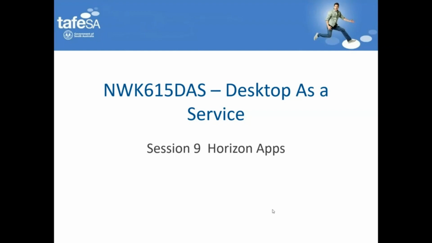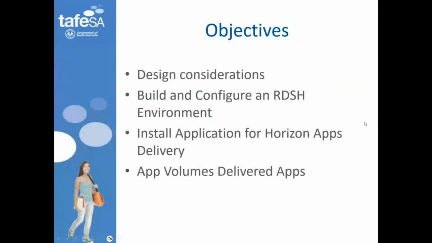All right, so today is a bit of a quick one. Like we said in the introduction right at the start, today we're going to look at how we can deliver apps to the user from a remote desktop service host or server farm, as Horizon calls it. These are apps that are not part of the standard build. These are apps that are additional on top of what's standard across the whole company, so not part of the standard operating environment. So today we'll be looking at some design considerations. We'll be building and configuring the remote desktop service host environment, installing applications for Horizon app delivery, and then delivering those apps to users with entitlements.